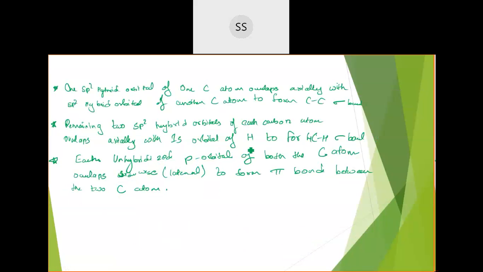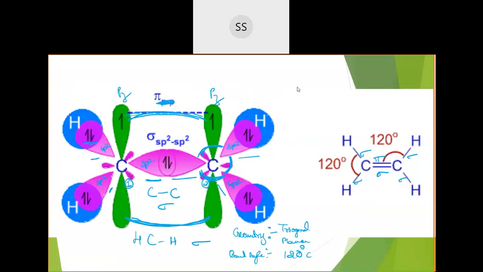After that, the last part is this. As homework, you can try for the ethene molecule: write the structure first and then try out what hybridization you will get. I will explain this in the next class.